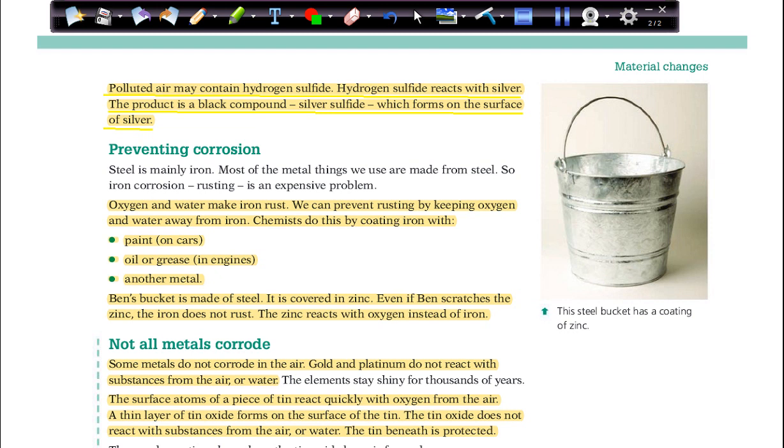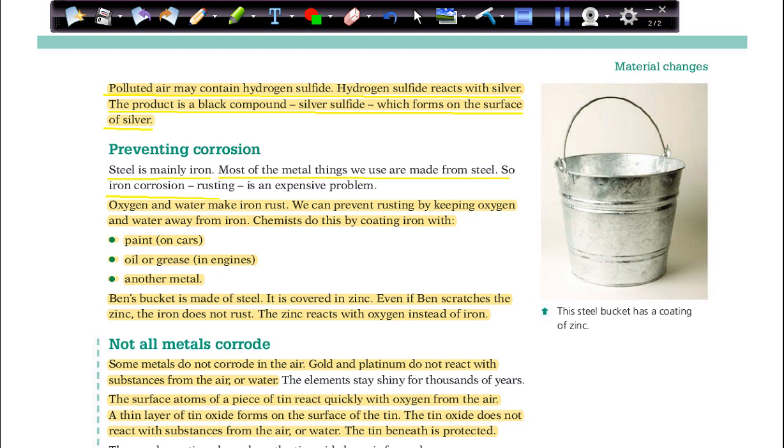So after all these types of corrosion, or examples of corrosion, how can we prevent corrosion reactions? Steel is mainly iron. We said that it could corrode, so how can we prevent it? Most of the metal things we use are made from steel.